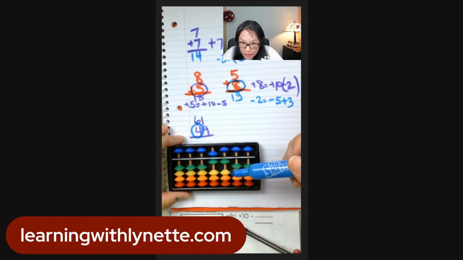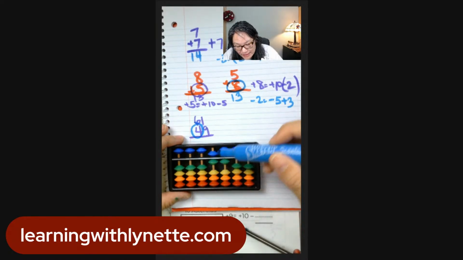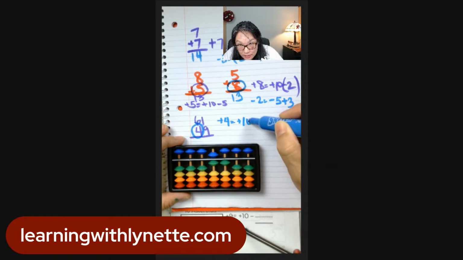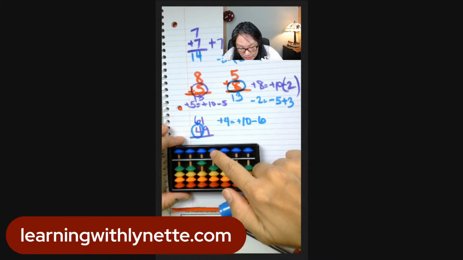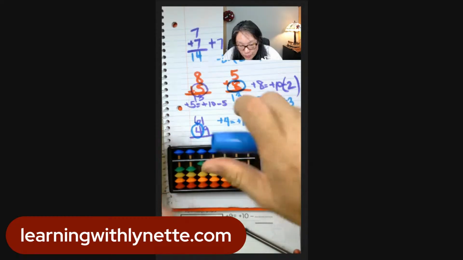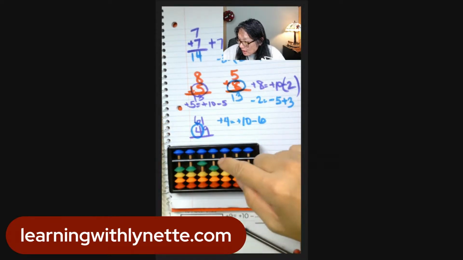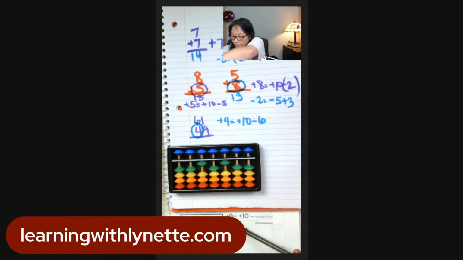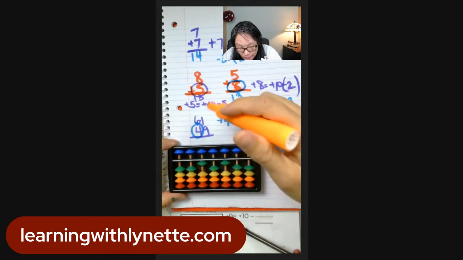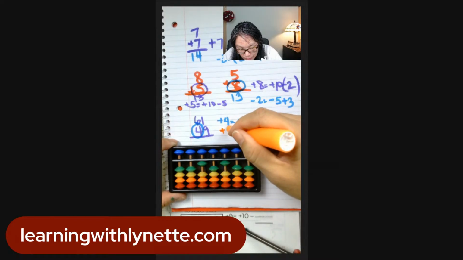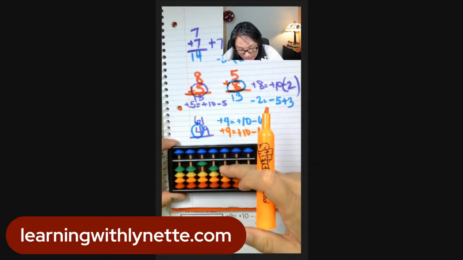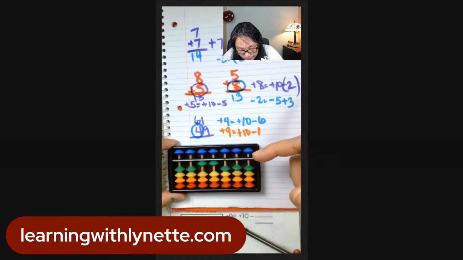When we add the 4, what are we going to do? We don't have enough beads to add the 4. We know plus the 4 is equal to plus the 10 minus the 6. So I'm going to plus the 10, take away the 6. And then I'm going to plus the 9. Again, I cannot plus the 9, right? Plus the 9 is equal to plus the 10 minus 1. Plus the 10 minus the 1, right?